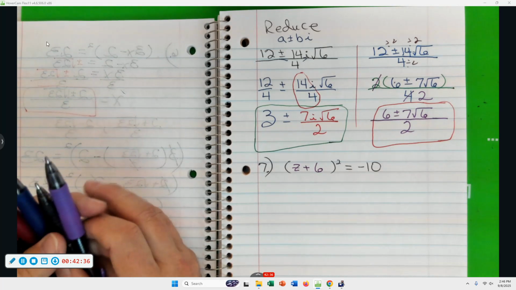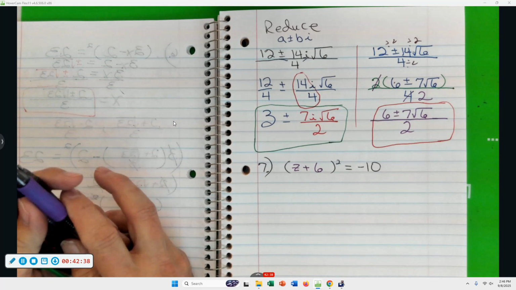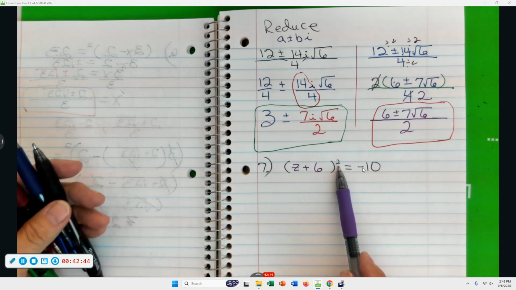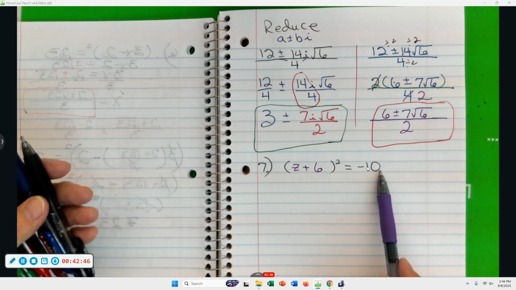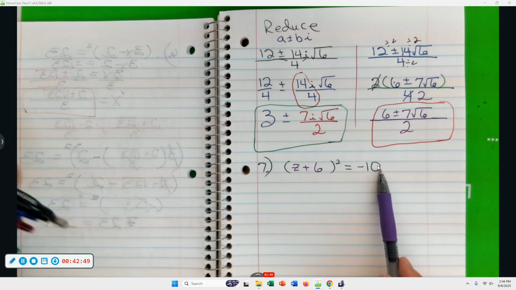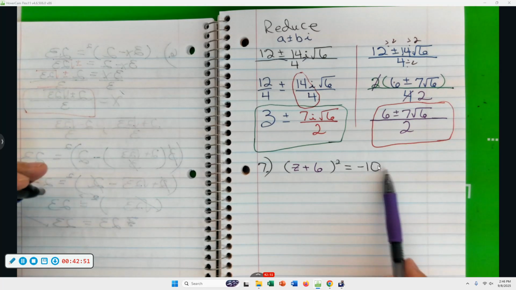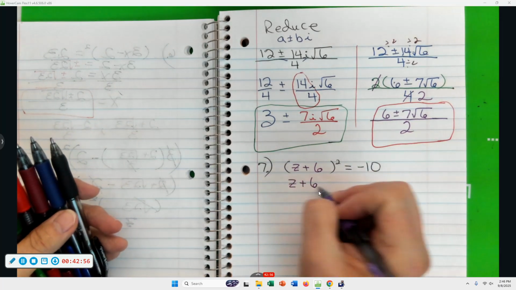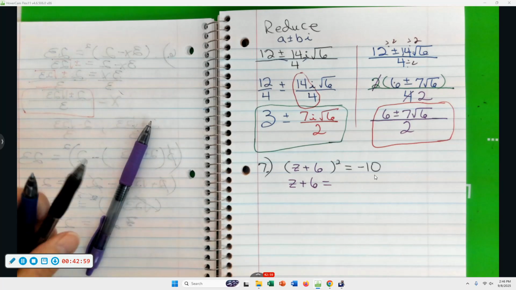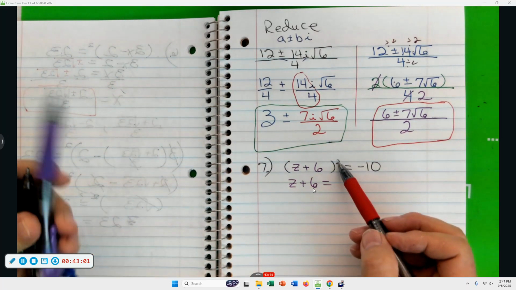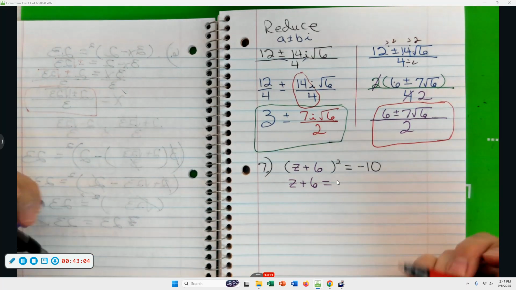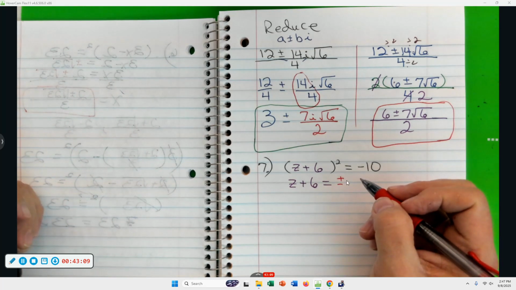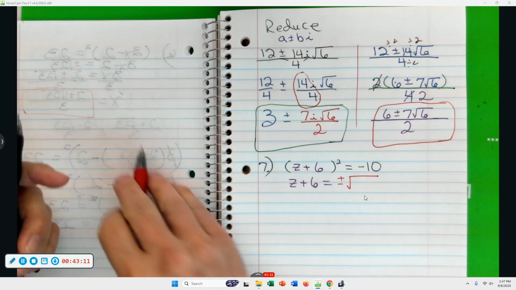I claim this problem is tailor-made for the square root method. We have a quantity being squared on the left. We have a number by itself on the right. It's tailor-made. It's already set up the way we need it. So we drop the square. That'll just give us a Z plus 6 equals, what are we going to have to pick up on the right? We drop the square on the left. We pick up a plus or minus the square root of a negative 10.